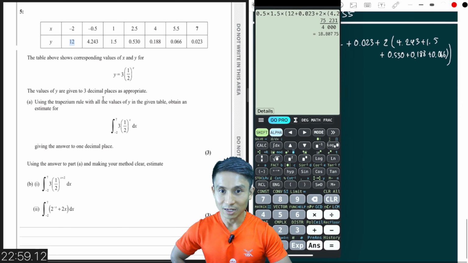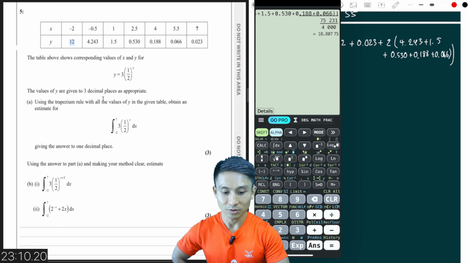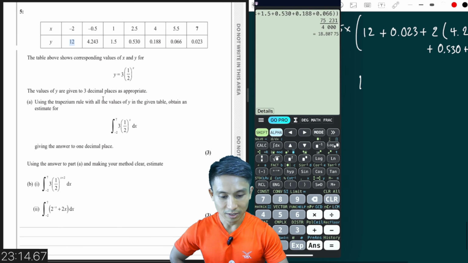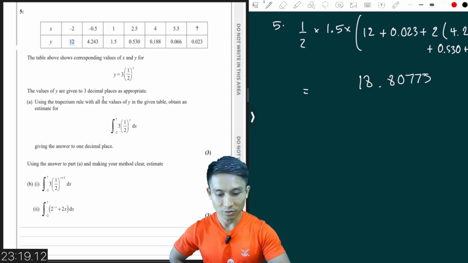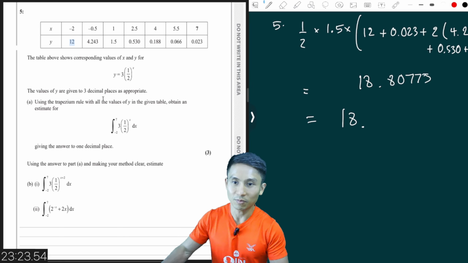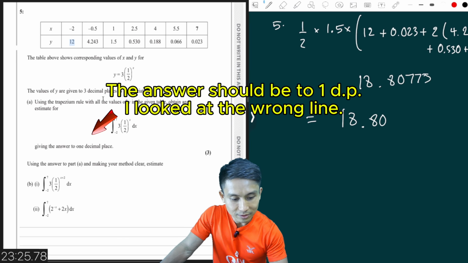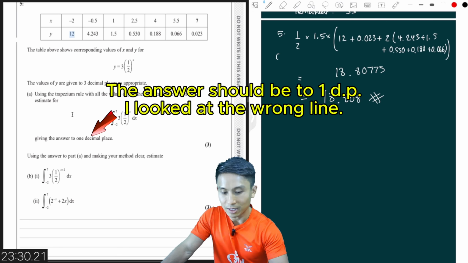12 plus the last one, and then 2 times the second one, the third one, the fourth one, the fifth one, 0.066. Yeah, everything is good, so I'm just going to go with that. 18.80775. Now, if we want 3 decimal places, it's just going to be 18.808. Yeah, that's it. That's part A.